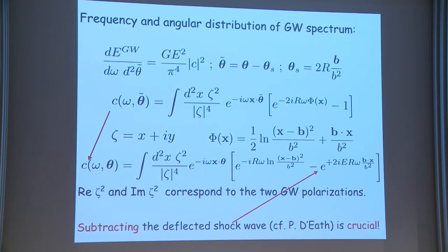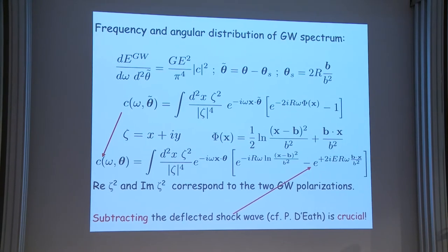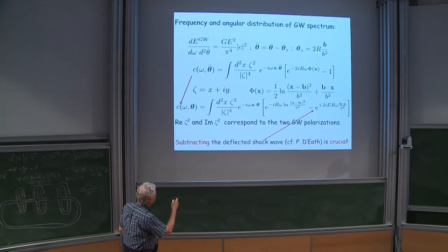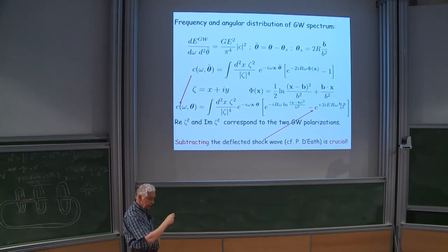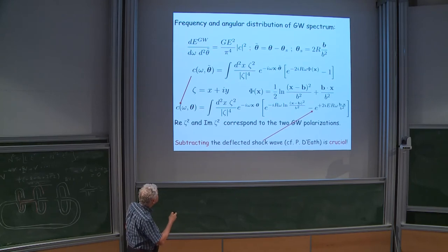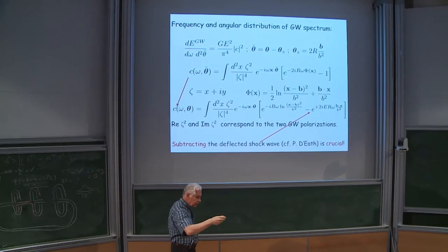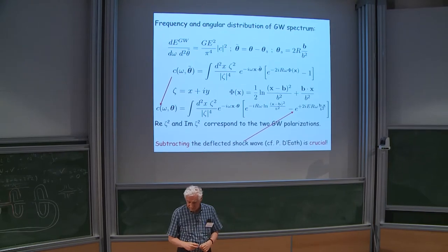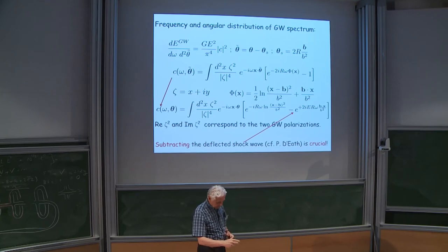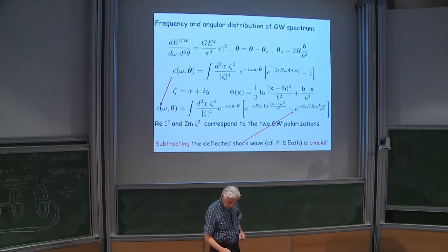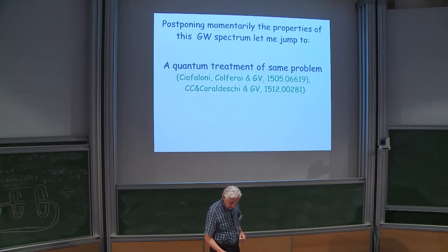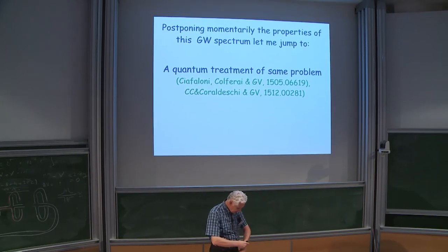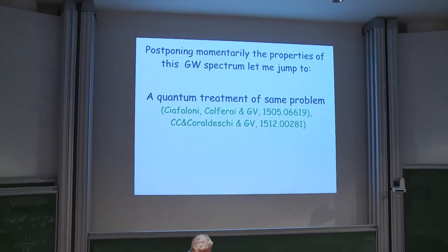And now you see you can study the emitted radiation, both in terms of omega and in terms of the deflection of the observation angle. And we prefer to write it not in terms of the observation angle, but this theta tilde, which is the observation angle with respect to the direction of the deflected shock wave, okay? Because it seems to play a more important role than the angle itself. Okay, now I will give you the property of the spectrum, but before doing that, let me get to the quantum treatment of the same problem.